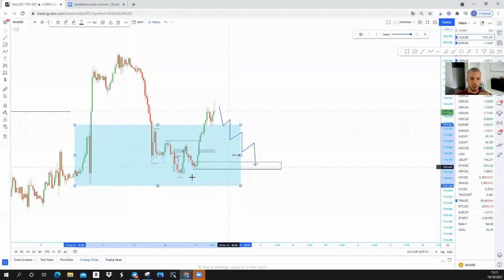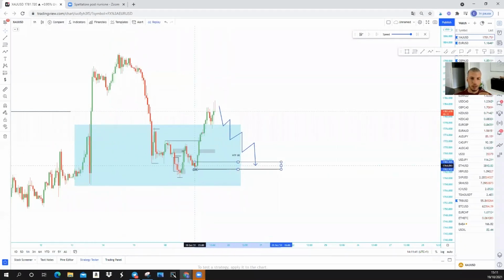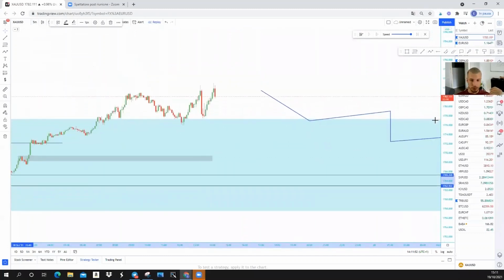If it is a very small zone, for example, here, this zone is a smaller zone. If we come to this zone, which is smaller compared to this one, I'm not going to look at the 15 minutes. Possibly I will look at the 5, at the 3, or at the 1 minute.